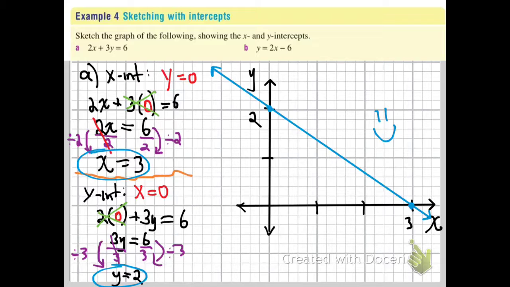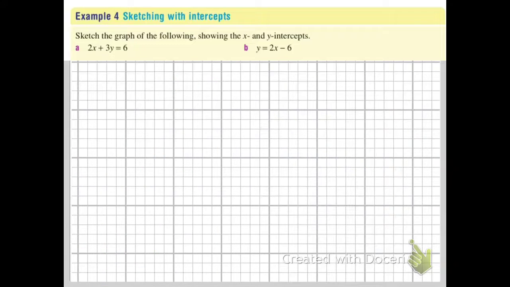Okay, let's move to example B. In example B, we're going to do exactly the same thing. We're going to find the x-intercept, where y equals 0. So we set y equal to 0, plugging in a 0 where the y was before, as in this problem over here. We take that rule and rewrite it with the 0 there.